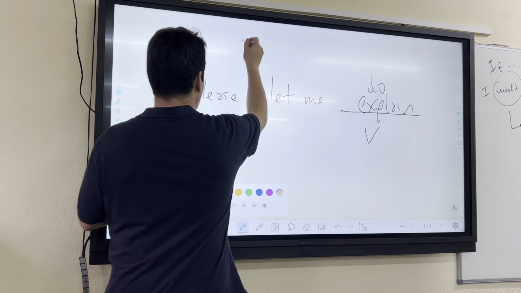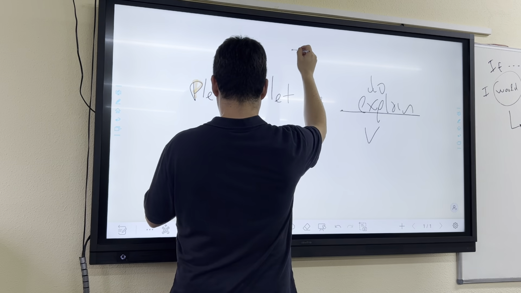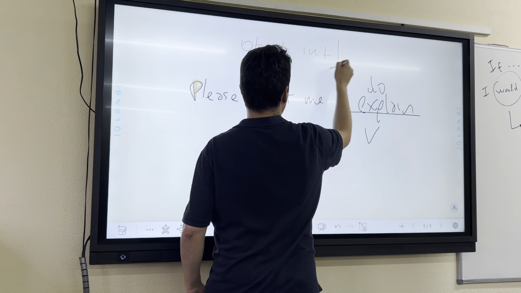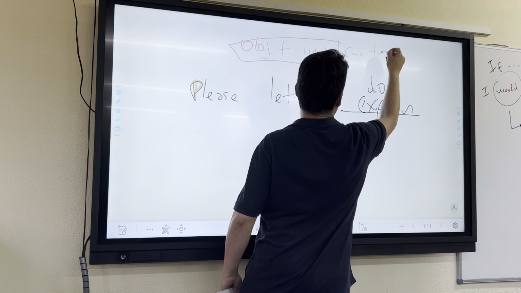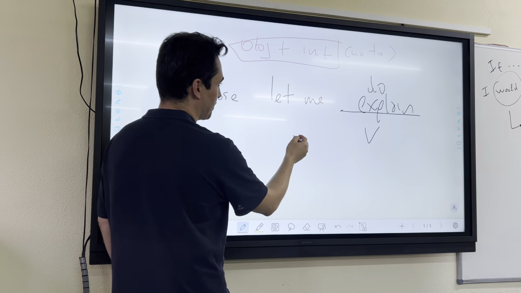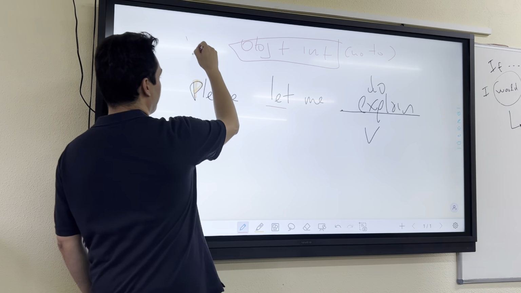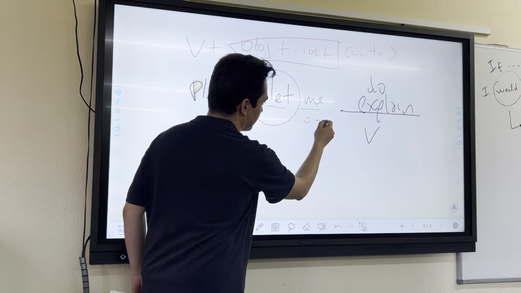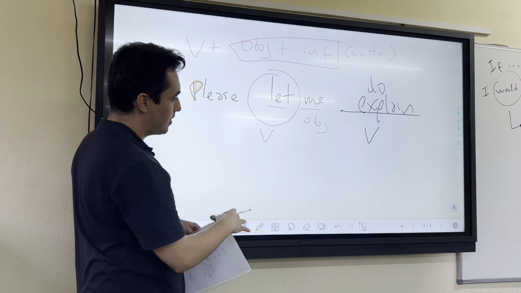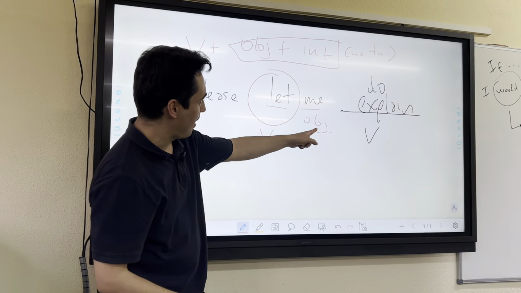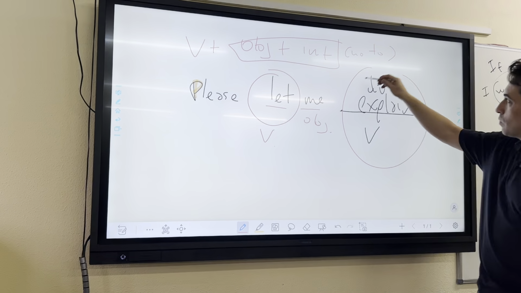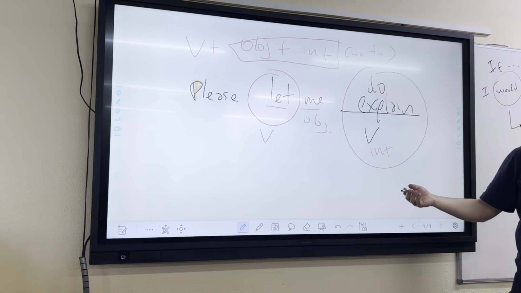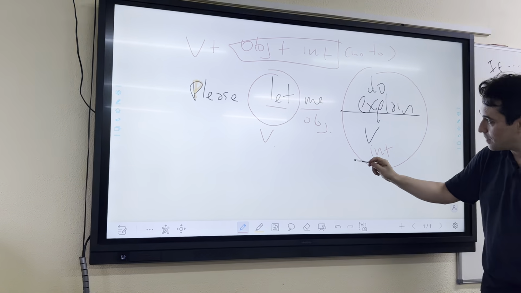Here you have object. Yeah. Object plus infinitive without to. Yeah. Object plus infinitive, not to, yeah, without to. So what is the object here? What is the verb? Okay, first the verb. With the verb let, then you have an object, and then what is this? Infinitive without to.